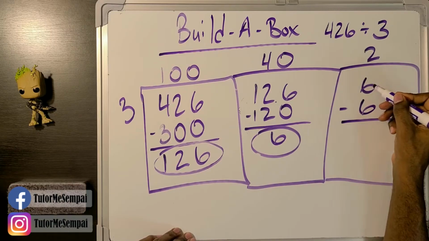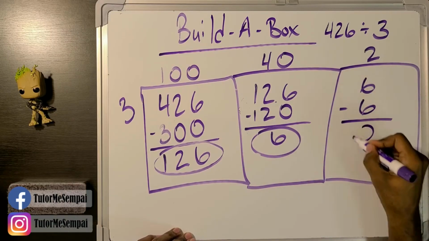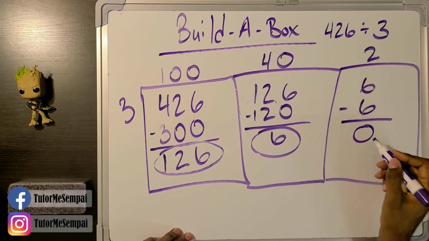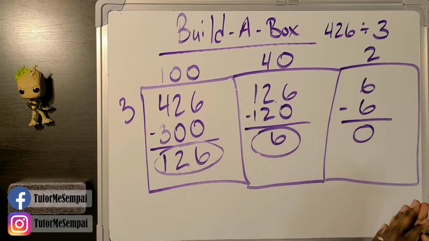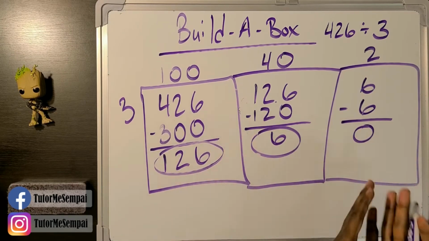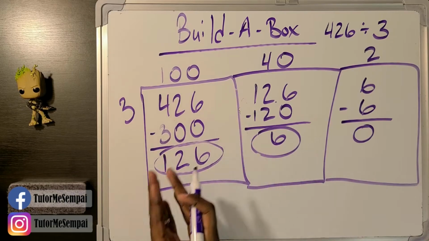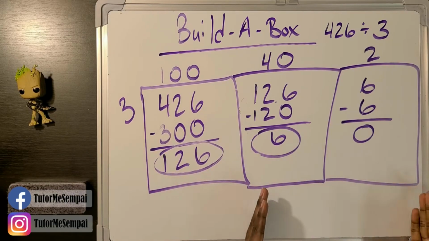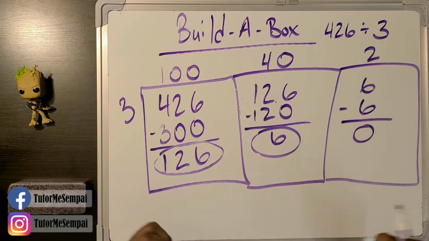What do you get when you subtract 6 from 6? A 0. So we have a 0 here. Are we going to need another box? No, we can stop there. Our Build-A-Box has built out 2 additional boxes to help us finish our problem. But are we truly done?